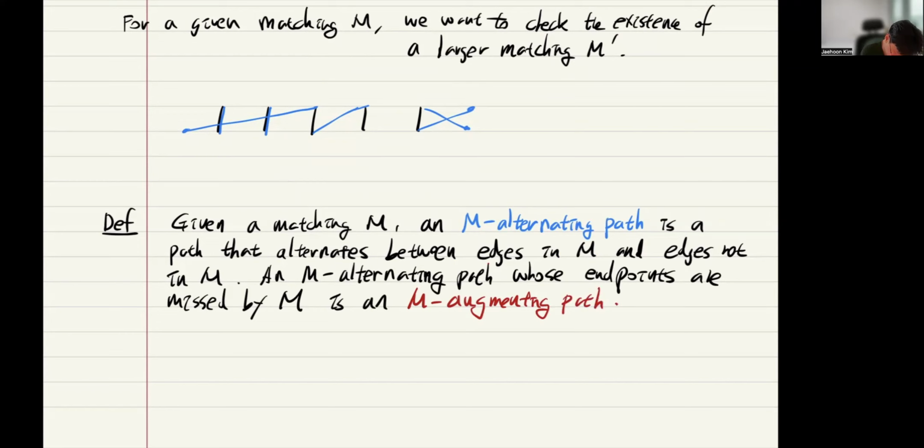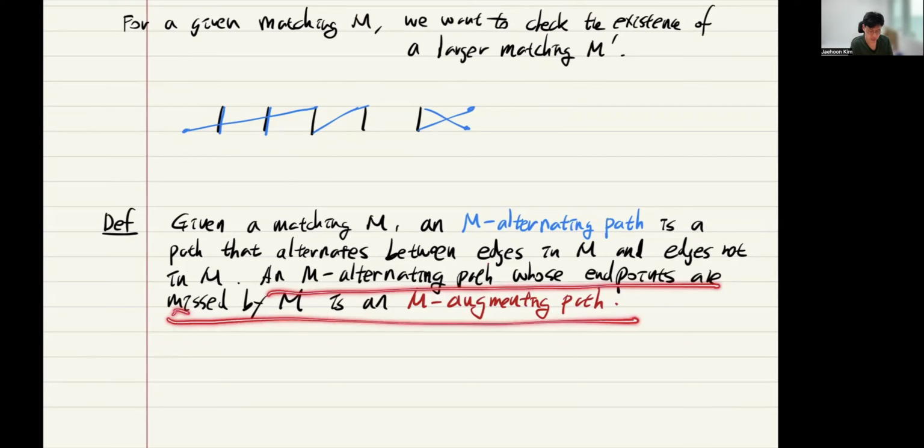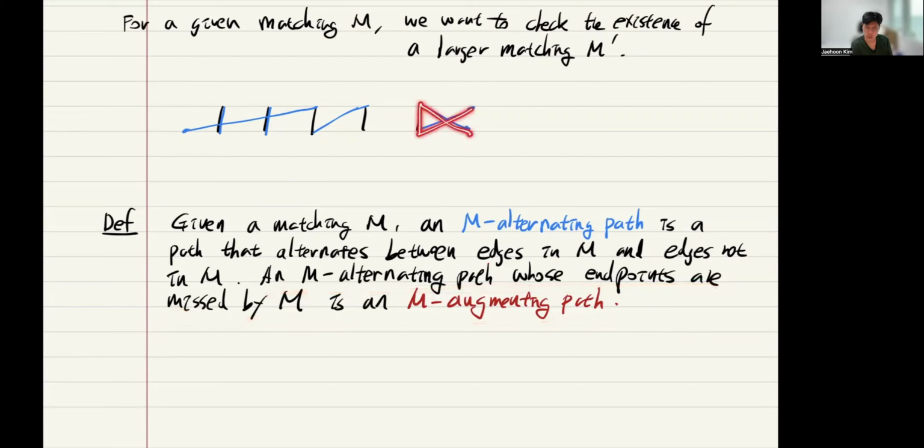For example, here, this is an M-alternating path, because it alternates between edges in M and edges not in M. An M-alternating path whose endpoints are not covered by M is an M-augmenting path, and this is an M-augmenting path. However, this is not an M-augmenting path because the end vertex is covered by M. And this is also not an M-augmenting path because the end vertex is covered by M. But here, these vertices are not covered by M, so this is an M-augmenting path.